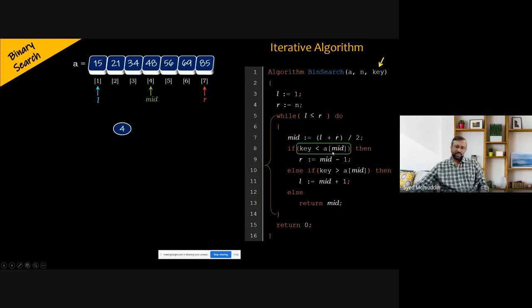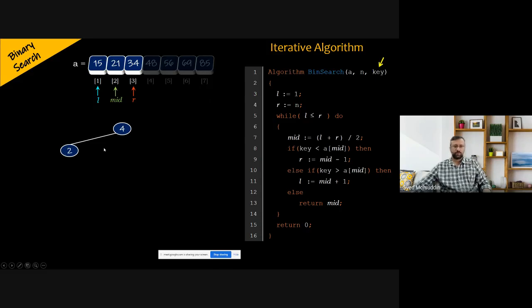So if the key is less than the mid element, then what do we do? We move R. We are only considering the left half of the array. Then the while loop executes again and the mid index is computed. So now the mid index is 2, on the left side, because 4 is divided. Then again if the key is less, R again becomes mid minus 1. So R moves to index 1. And now again the mid index is computed for the while loop, and we have mid index as 1.